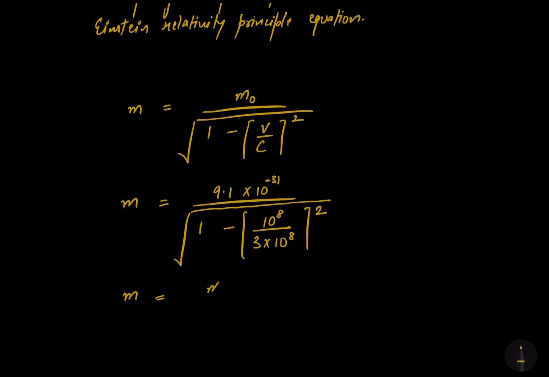I got this thing to be m is equal to m naught divided by 8 upon 9 whole root. After that it comes out to be 9.1 into 10 to the power minus 31 divided by 0.94. I have just evaluated this thing. Your final answer comes out to be 9.68. It is 9.68 into 10 to the power minus 31 kgs.